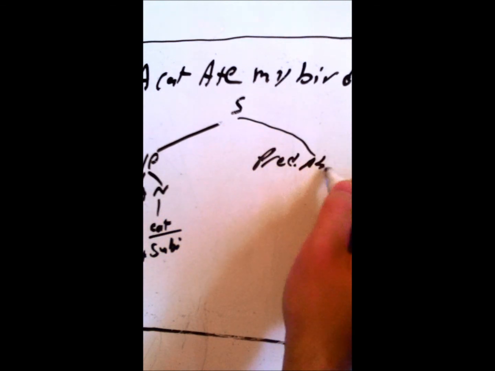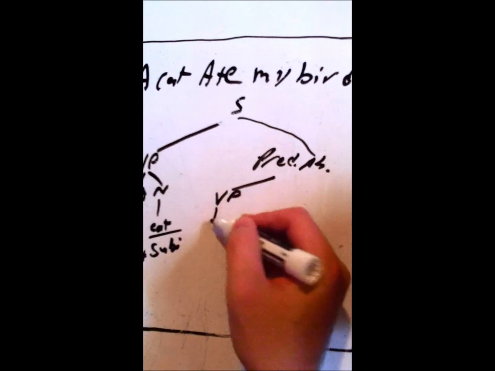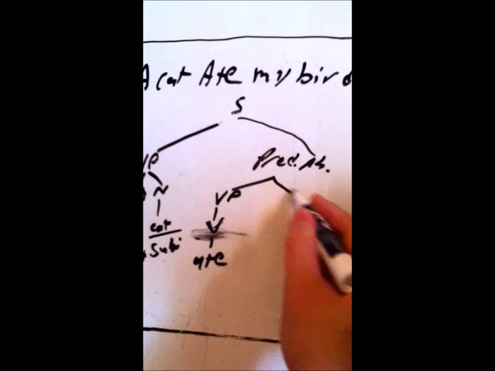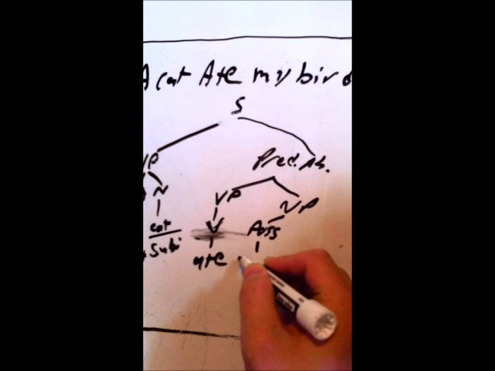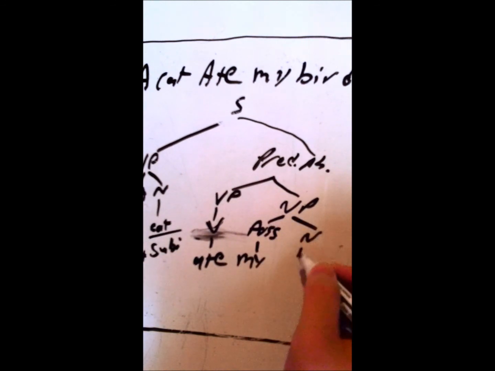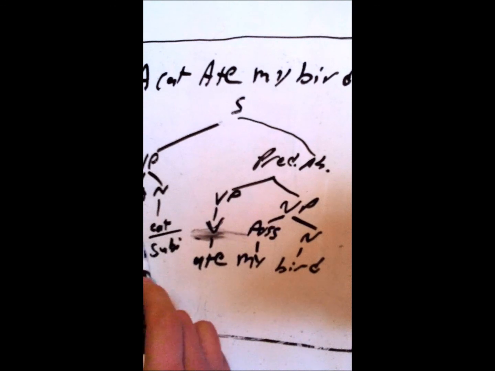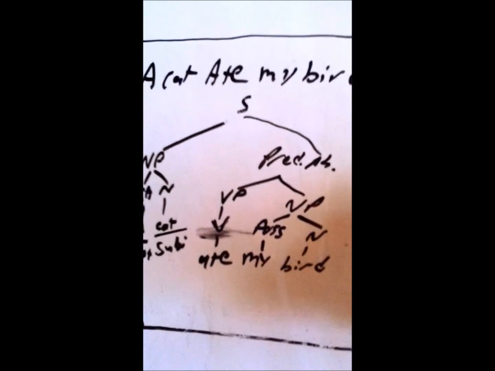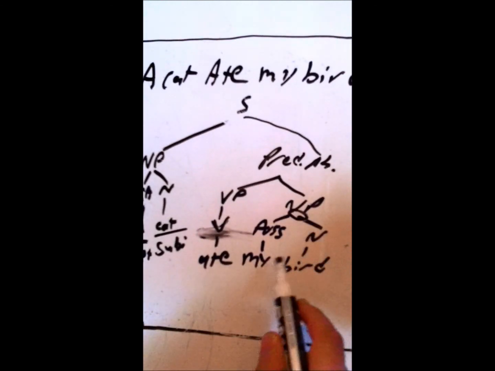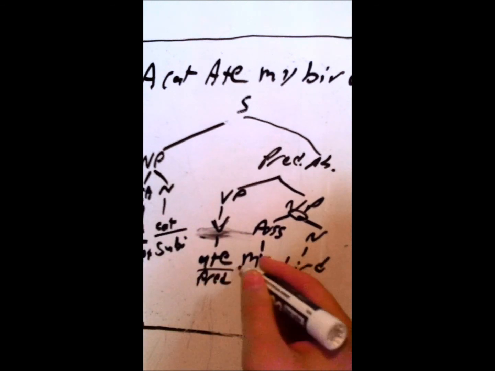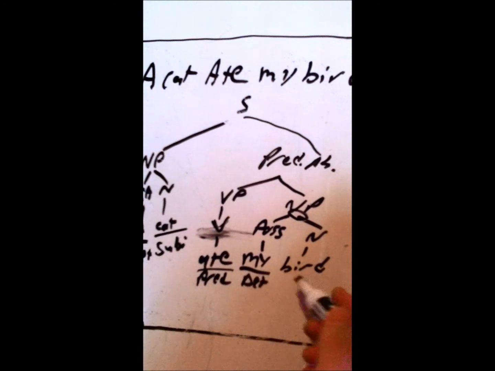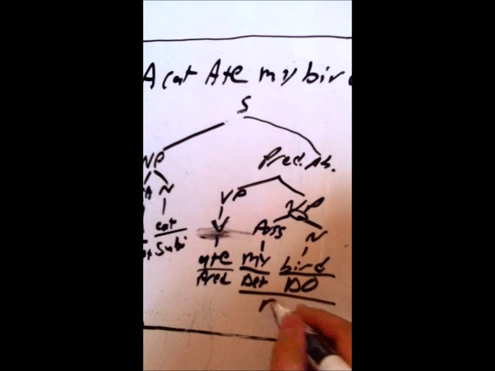Now let's look at the predicate phrase, break it down more. It has a verb phrase, verb, ate, a noun phrase with a possessive, my, and a noun, bird. So ate is the predicate, that is its function, and my is the determiner. Bird is the direct object.